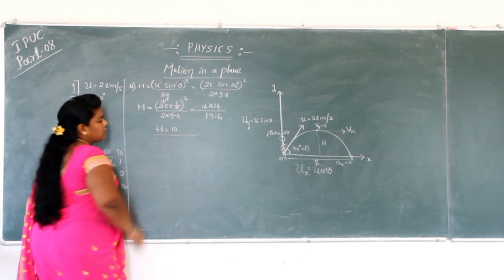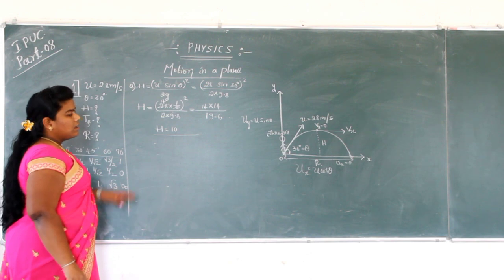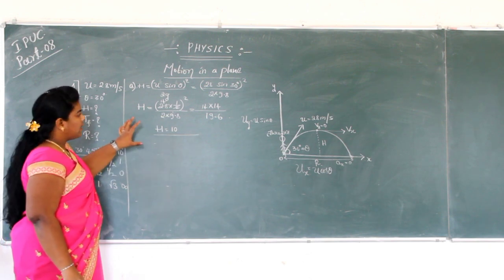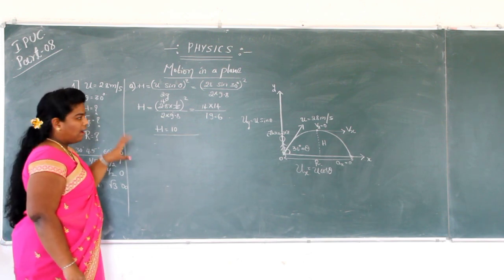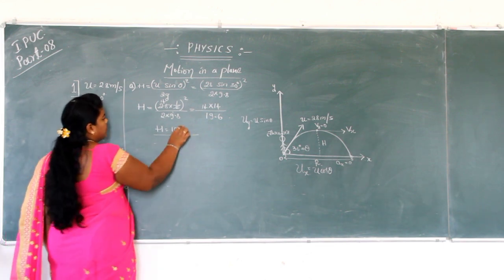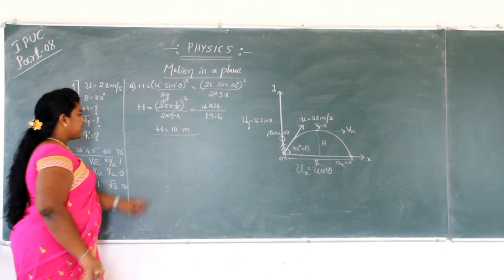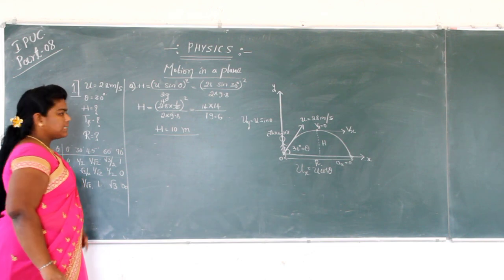So what is the SI unit for the distance? That is maximum height they have asked. Height is also called distance, right? So what is the SI unit? SI unit is meter. So we calculated the maximum height.